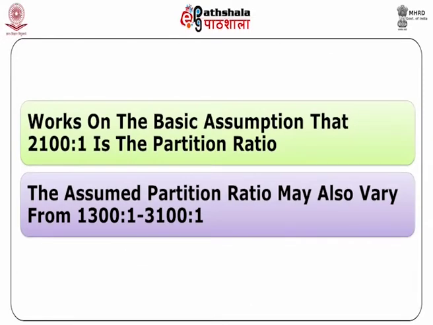Homeostatic variables. Breath analyzers work on the basic assumption that 2100 to 1 is the partition ratio in converting alcohol measured in the breath to estimate the BAC. But this assumed partition ratio may vary from 1300 to 1 to 3100 to 1 or even more among different individuals and within a given individual over a period of time.